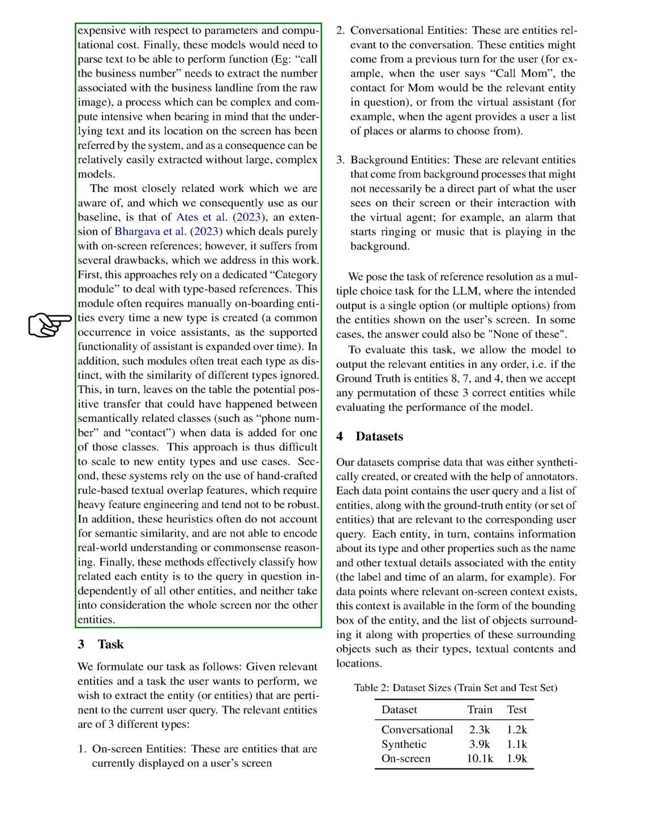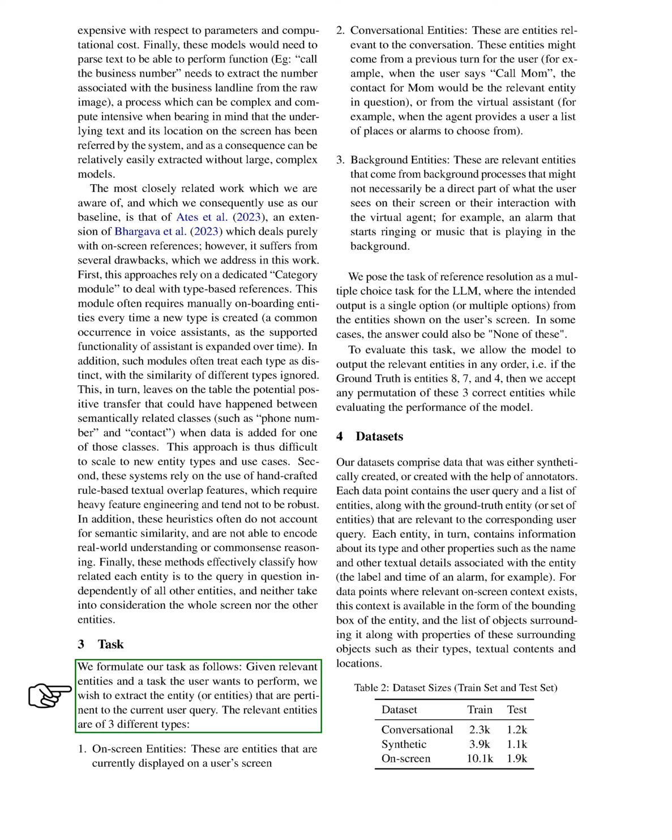Section: Task. In this section, we formulate our task as follows. Given relevant entities and a task the user wants to perform, we aim to extract the entity or entities that are important for the current user query. The relevant entities fall into three categories: on-screen entities, conversational entities, and background entities. On-screen entities are those currently visible on the user's screen.